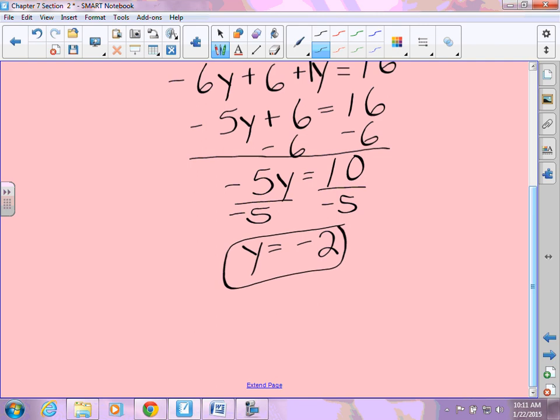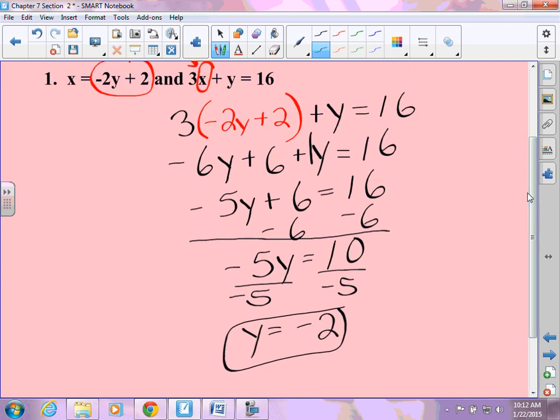No, I only found what the y is. I need to find out what the x is, right? So this is how you're going to do it. You're going to take, if you'll notice, the first equation. Do you see how it says x equals? We're going to use that equation now.